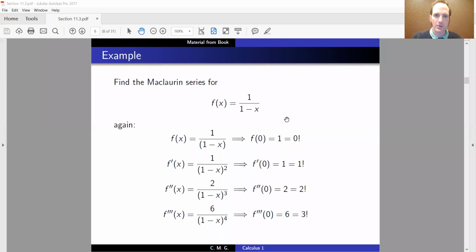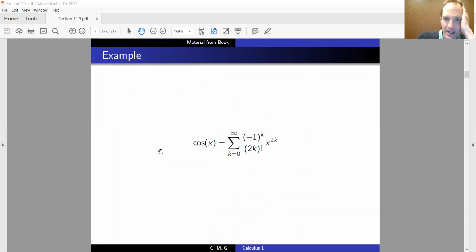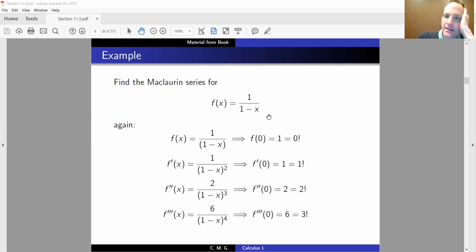All right, cool. So let's try another one. We're going to try the Maclaurin series for 1 over 1 minus x. We do actually have this series already. This series we found as the geometric series, and so it's a geometric series where |x| is less than 1. So the same convergence is going to go on here. But I can do this.